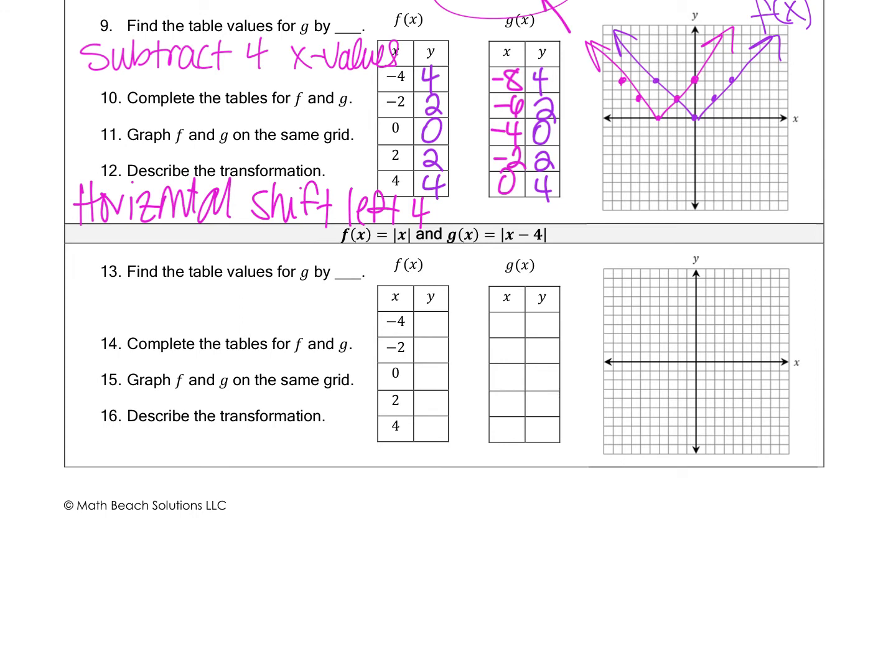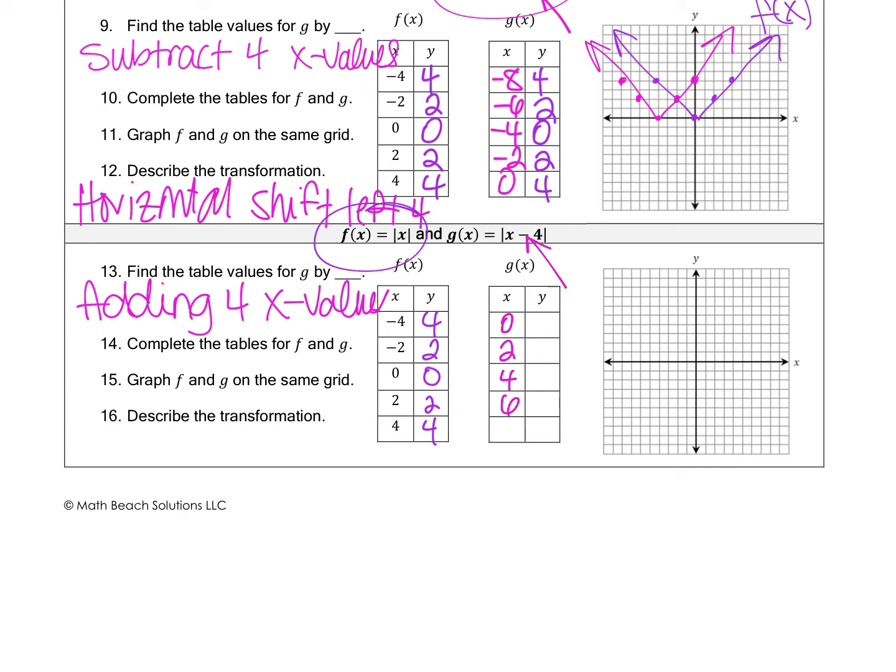Okay, so this one here we have the parent function, and then notice this one is X minus 4 inside your vertical bars. So on this one, we're going to be adding 4 to the X values. So completing your table, parent function's still the same, 4, 2, 0, 2, 4. We're going to be adding 4 to our X values. So when we do that, that's going to become 0, 2, 4, 6, and 8. And then our Y values will stay the same, 4, 2, 0, 2, 4.